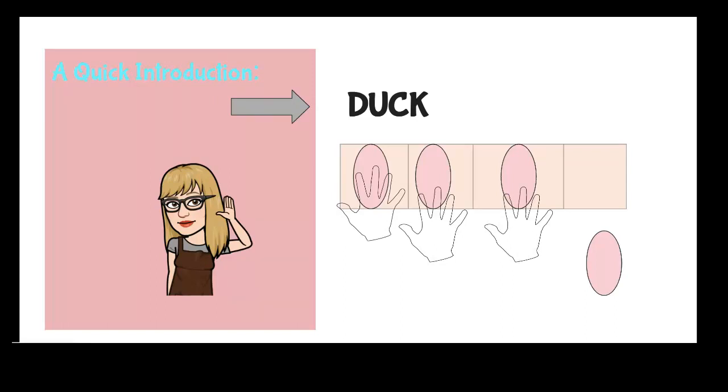How to use Elkonin Boxes. The teacher pronounces the word slowly, duck. And then, for example, they use the sounds to move the markers into the boxes, d, k.